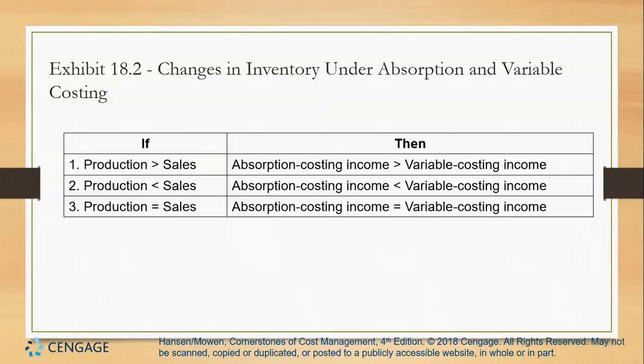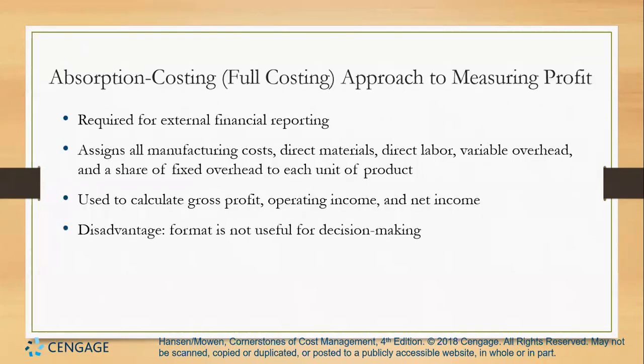Okay, now the changes in inventory under absorption and variable costing. Be reminded of these rules. I have given rules number 1, 2, and 3 in connection with absorption costing and variable costing net income. We are merely reviewing this because we have already taken this in chapter 10 of Van der Beek.